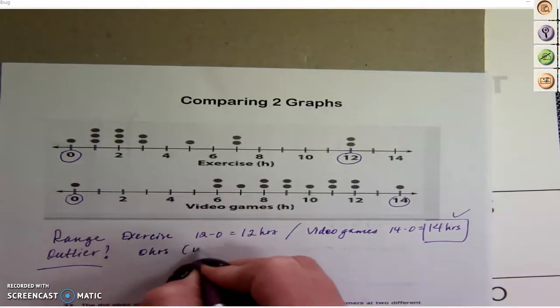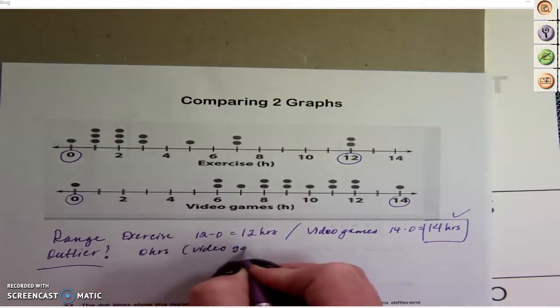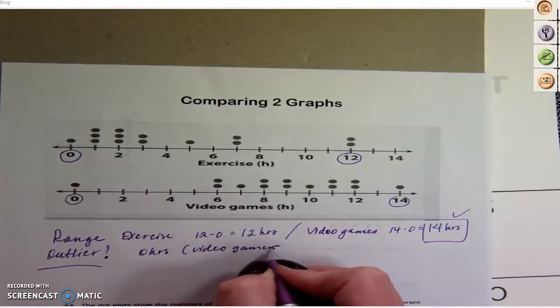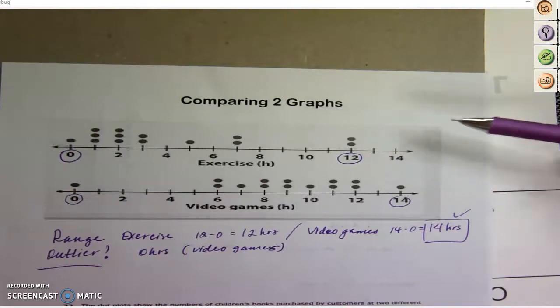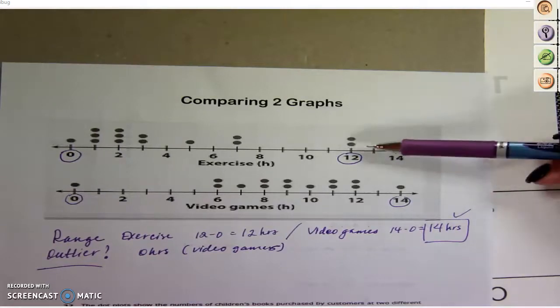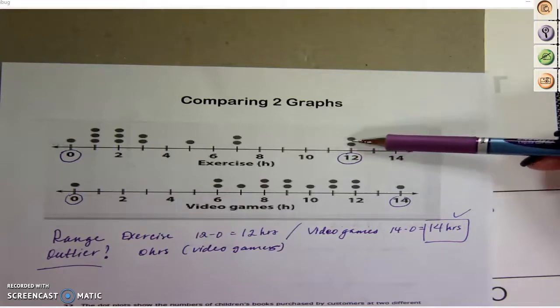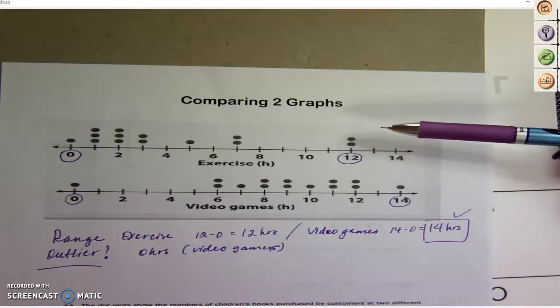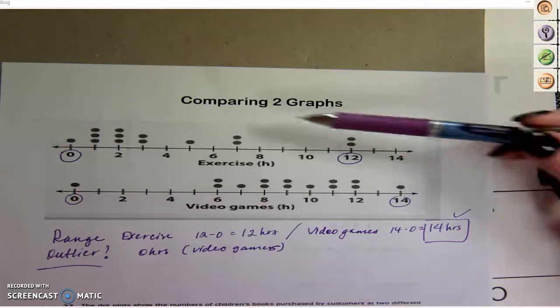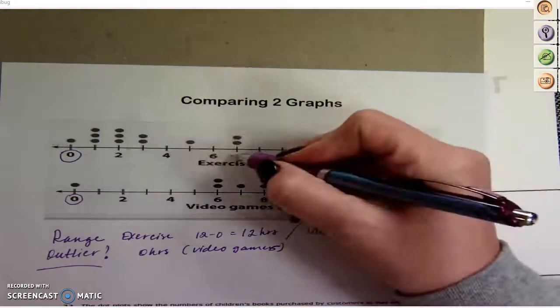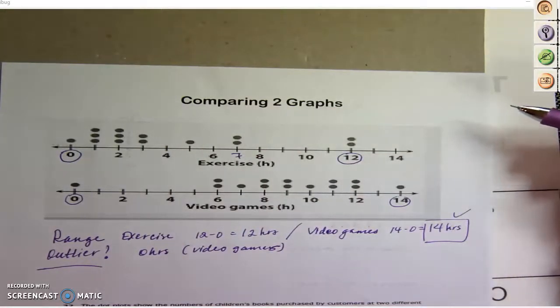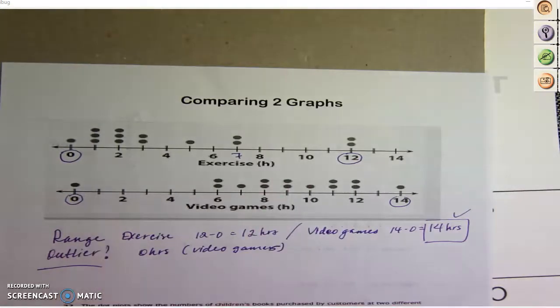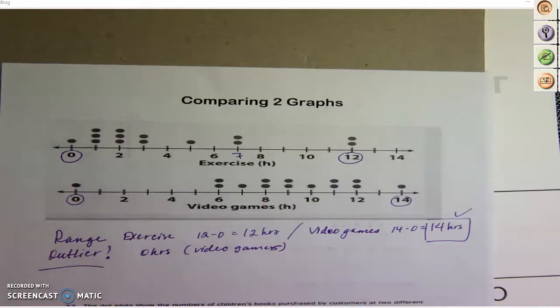So 0 hours in video games. The 12 hours almost looks like an outlier, but there are two respondents. So when you have 2 or more, they usually are not truly outliers. The difference here, this exercise was 7, 12. Yes, it's kind of close, versus 5 hours difference versus 6 hours difference. So they are very much behaving as outliers.